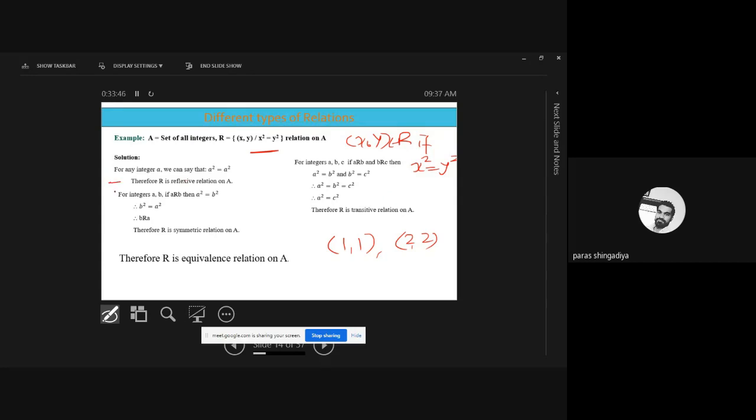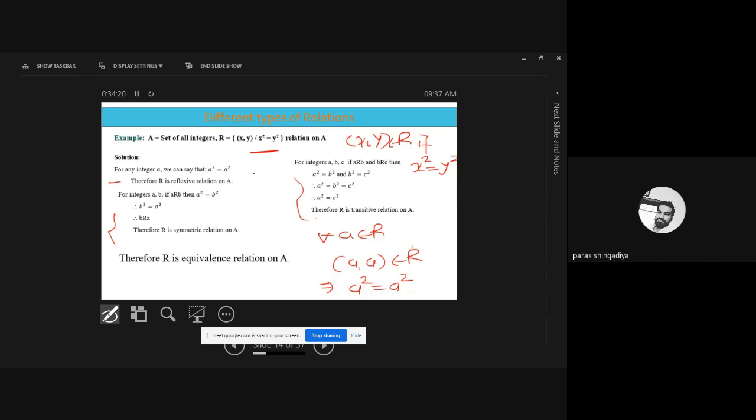So first we check the reflexive, then symmetric, and then transitive. In reflexive, what do you have to check? For ABC notation is used. So for every A belonging to R, (A, A) should be part of the relation. As per the relation, for any A, A square is always equal to A square. That's obvious. Clear? That's required to say it is reflexive.